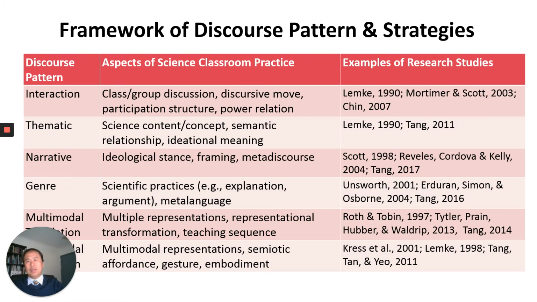Okay, the interaction pattern that we just saw earlier is just one of several other discourse patterns in a science classroom. In my book, I put together 5 other discourse patterns that we can analyze and subsequently develop effective discourse strategies from them. Each of these patterns deals with one aspect of science classroom practice. So the interaction pattern that we just saw earlier allowed us to look at class or group discussion, discursive mood, participation structure, and power relation.